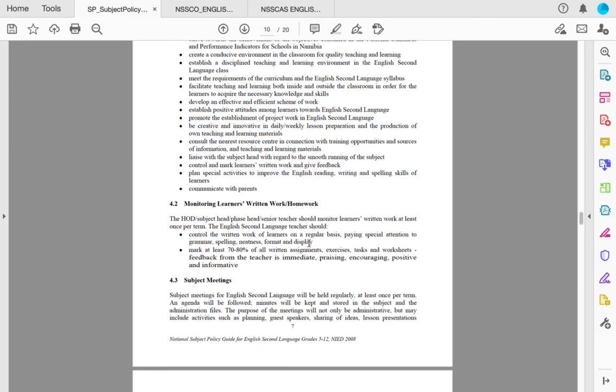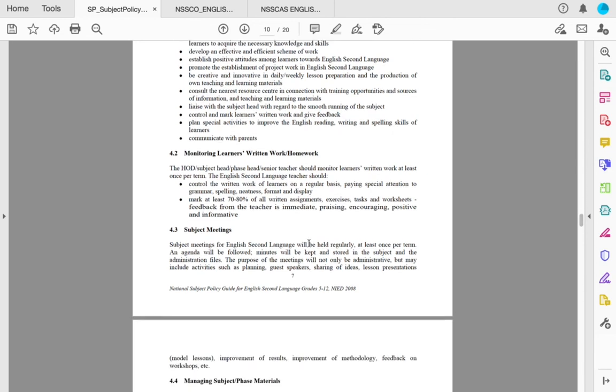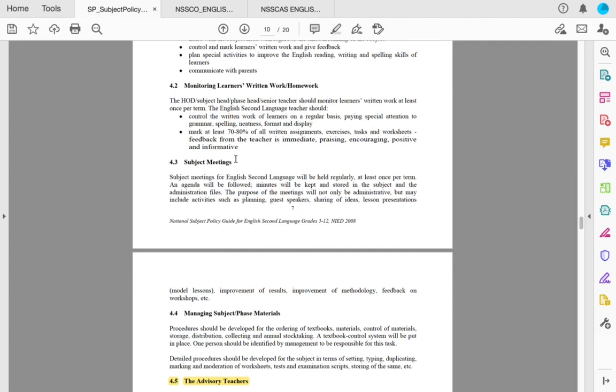Control the written work, and then pay attention to things like grammar, spelling, neatness, format, and display. Because you really have to help the learners improve on how to write legibly, correctly. The format is good. They need to also learn to be neat, things on grammar, even structure, spelling, when they are doing their work. Yeah, and then when you give the learners feedback, it should be immediate. We need to learn to praise the learners when they do work, all right? Encourage them, be positive and informative when we give them their feedback.